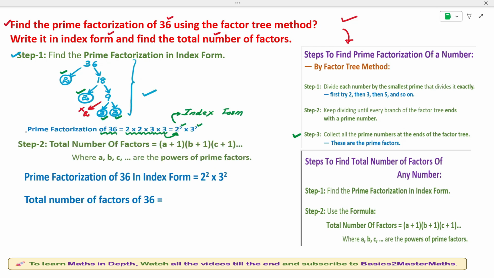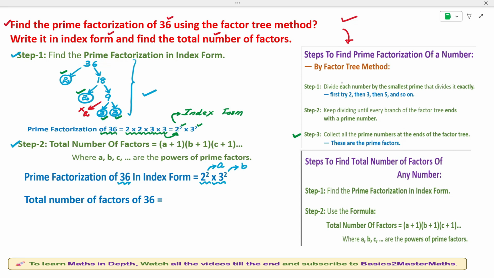Got it? Now, let us apply the formula. We know that the prime factorization of 36 in index form is 2 to the power 2 multiplied by 3 to the power 2. So, this 2 becomes A and this 2 becomes B.